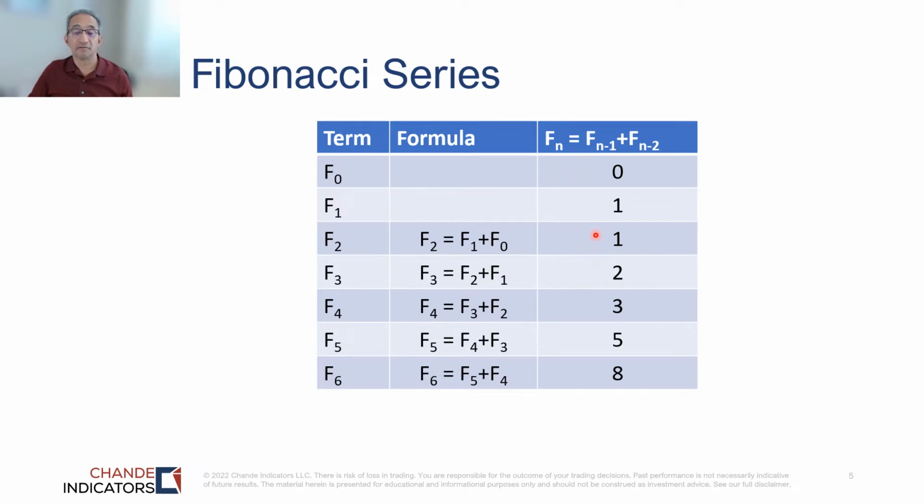So the first term or the second term are 0 and 1, then f2 is 1 plus 0 equal to 1, then the next number is 1 plus 1 equal to 2, then the number after that is 2 plus 1 equal to 3, then 3 plus 2 equal to 5, and 5 plus 3 equal to 8, and so on. So that's how the series is constructed. So the nth number is simply the sum of the two previous numbers.